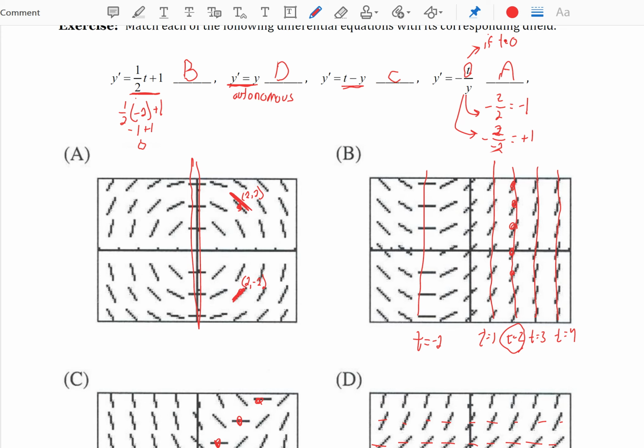Now in your homework, you have a couple of matching problems like this you're going to have to do. Try and think of it holistically or by points to help you determine which graph is which.